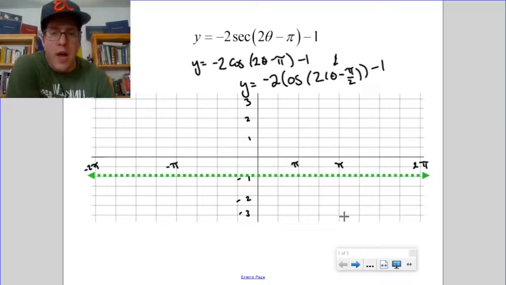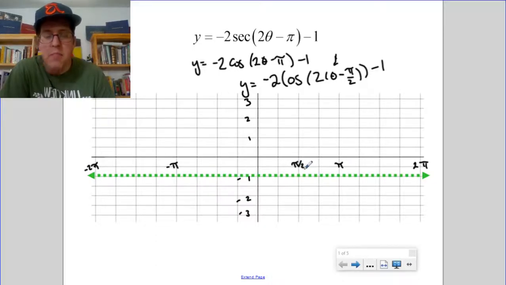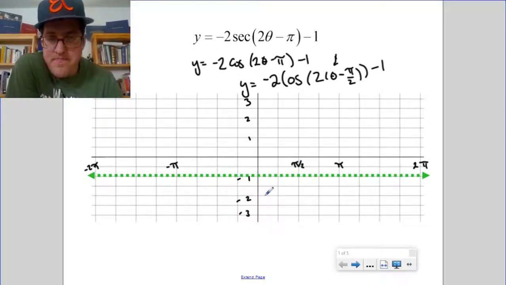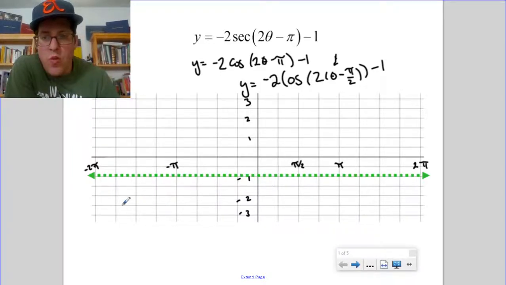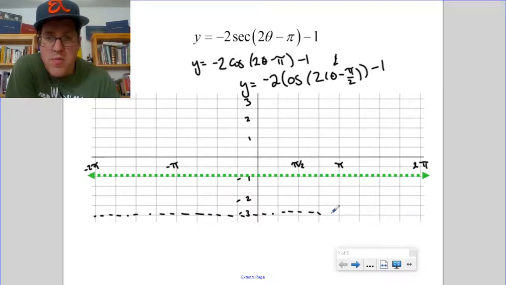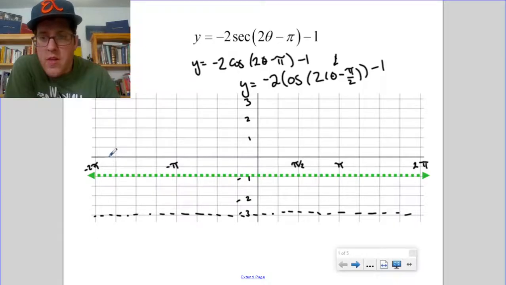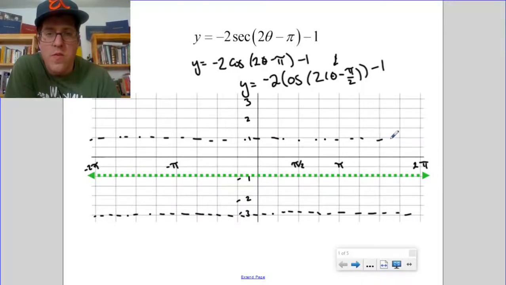Now, the cosine would normally be high, middle, low, middle, high. Remembering that we're going all the way down to here because we have an amplitude of 2, and all the way up to here. So normally the cosine goes high, middle, low, middle, high. But because we're multiplying by -1, we're going to go low, middle, high, middle.